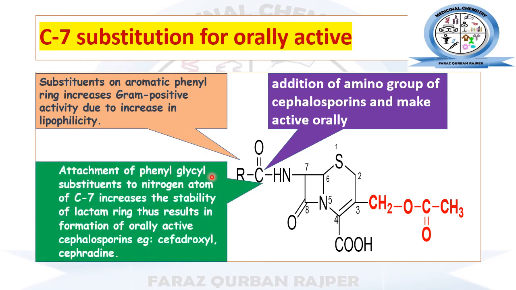Besides this, we can also substitute the C7 functional group or the C7 acyl amino side chain with the phenyl glycyl ring, and when phenyl glycyl type of functional group is added, the cephalosporin will have the more stability, and that will result into the orally active cephalosporin, like the example of the cefaclor and the cephradine. They have the phenyl glycyl ring at the C7 substitution.